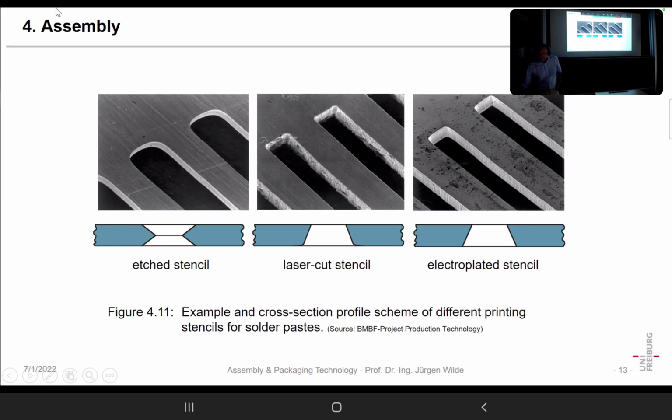On the other hand, you can laser cut these stencils. What you can see here is an early example. So the sides here of that laser cut are not so good, but in the meantime, the situation has improved. I would say modern laser cut stencils are as good with respect to surface quality as previously the etched or electroplated ones. But what is a big advantage of laser cut stencils?